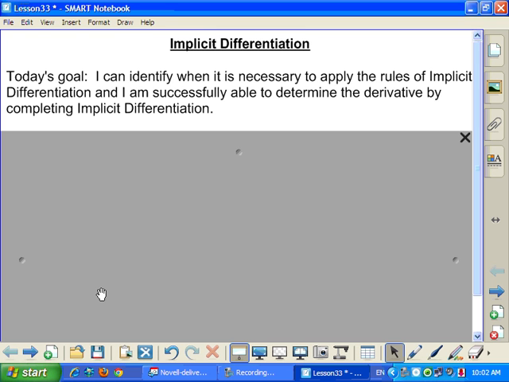So today what I want you to be able to do is, again, identify when it's necessary to use this rule, and then successfully determine the derivative. Those are your two overarching goals here: identifying when to use it and successfully determining how to use it.